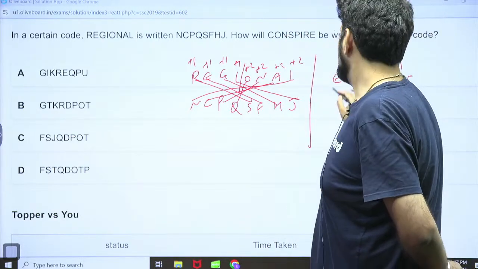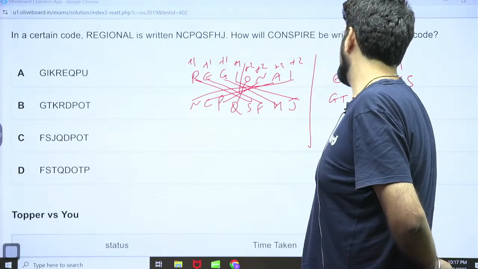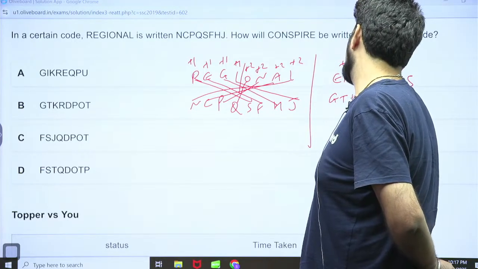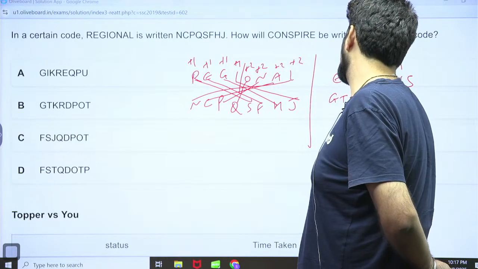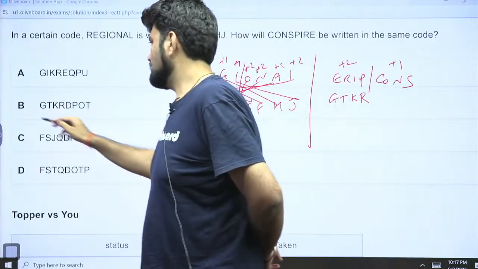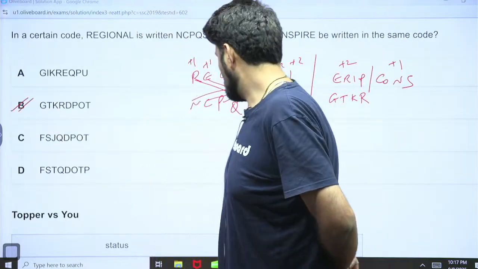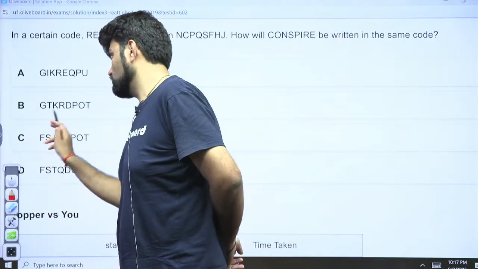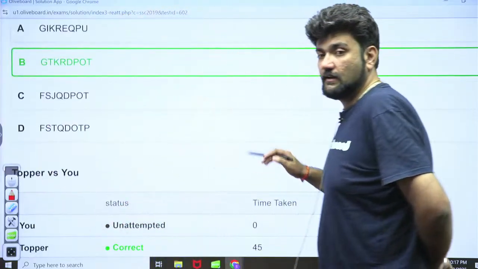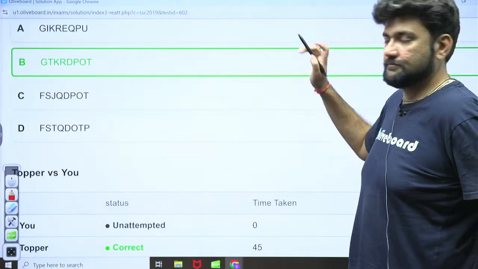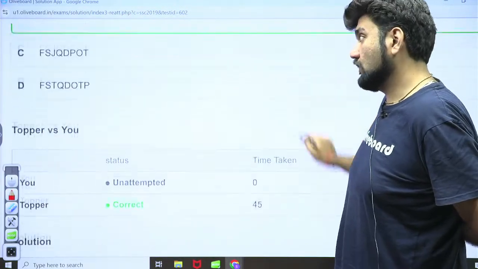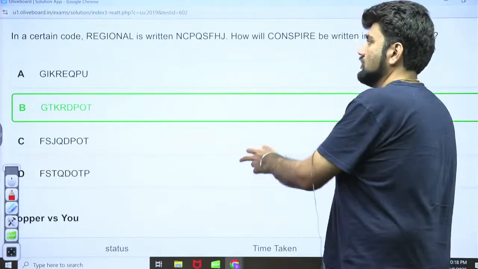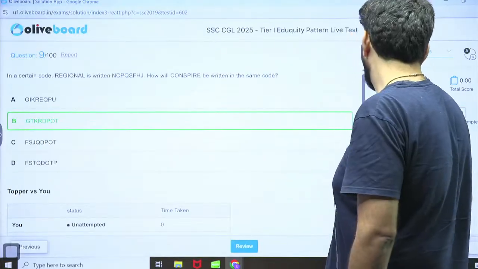Okay. So E plus 2 is G, 18 plus 2 is 20, 9 plus 2 is 11, and 16 plus 2 is 18. So GTKR. GTKR, only option B is the right answer. This is a very good question actually, and in the examination you might face some difficulties if you don't go with this method. Okay, try to figure it out. 45 seconds is a very decent time for this question. Okay, next.